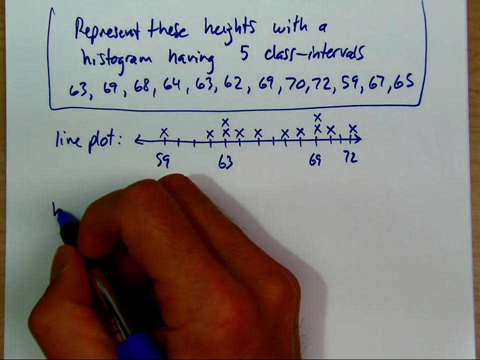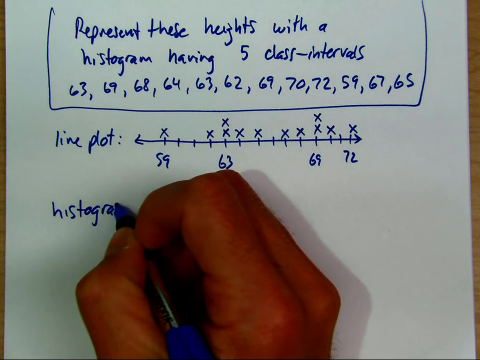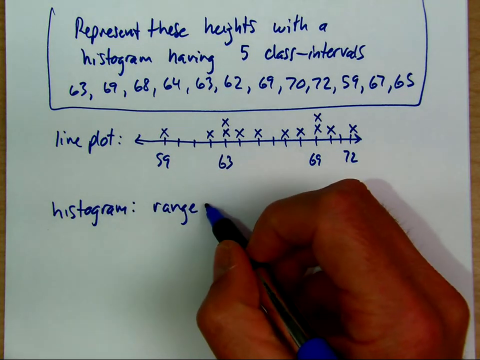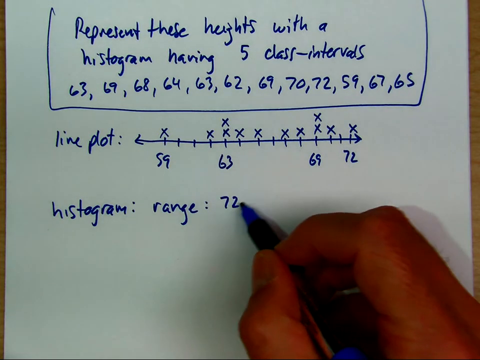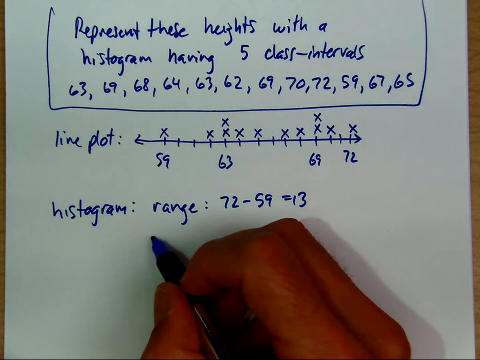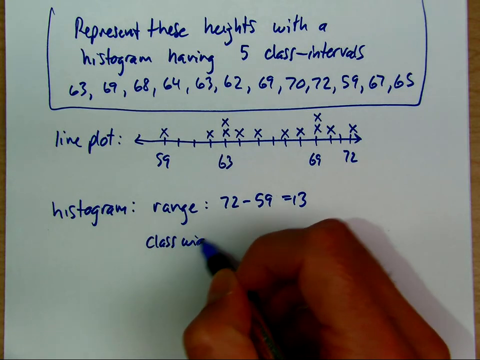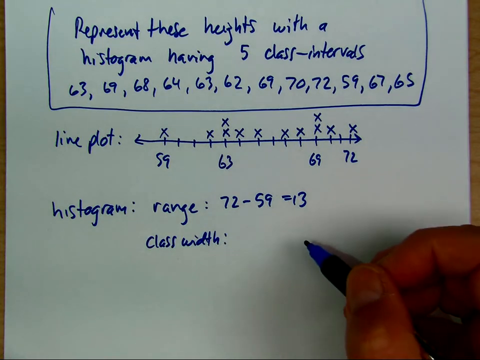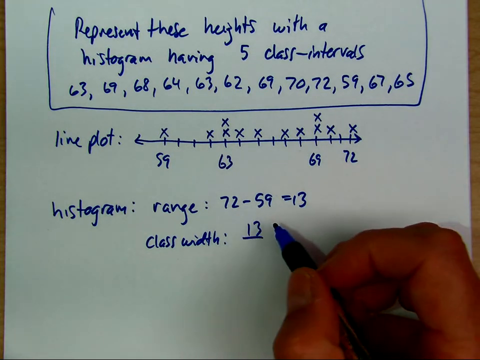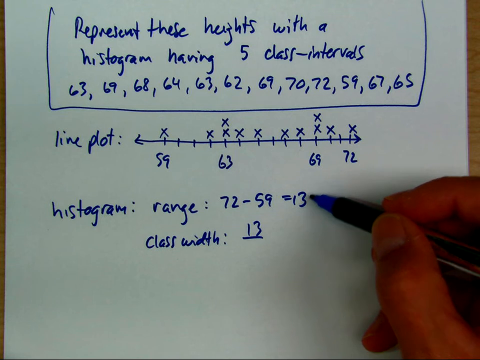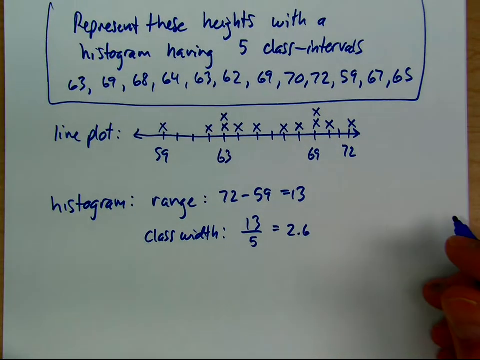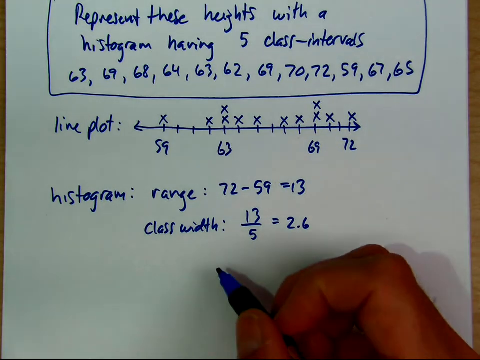So to make a histogram, let's look at the range, and the range is going to be the largest value minus the smallest value. Class width will be the range divided by the number of classes. So we have a range of 13 and we have to divide it up into 5. So that will tell us how wide each class has to be. And then let's make a frequency table.